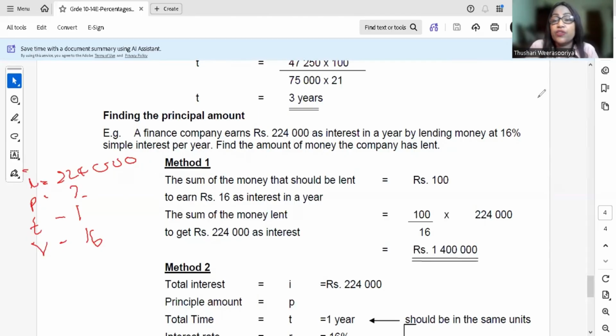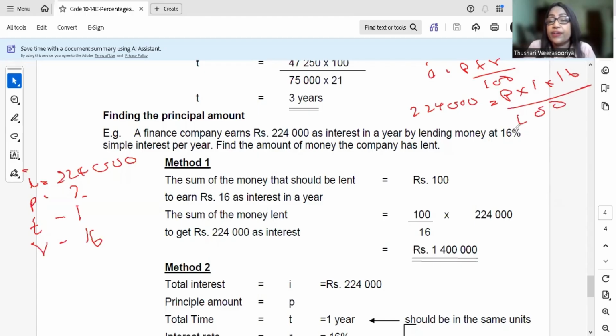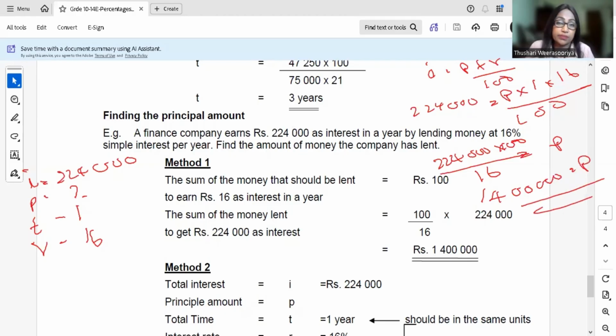Then you put the values: I equals PTR over 100. I is 224,000. Principal amount we don't know. What is T? 1. 16 divided by 100. Okay, then take everything to the other side. P equals 224,000 into 100 divided by 16. When you simplify this, multiply these two and divide by 16, there you get 1,400,000 as the principal amount. Right? Okay.